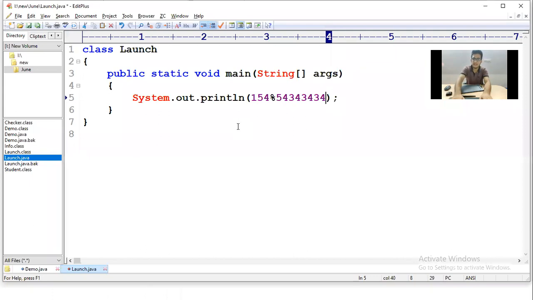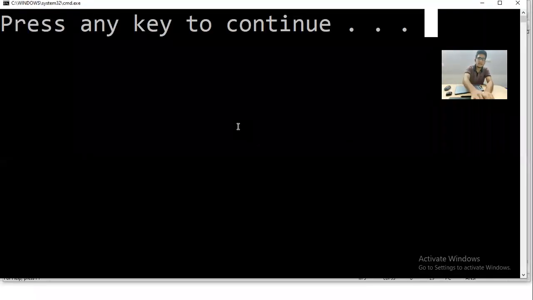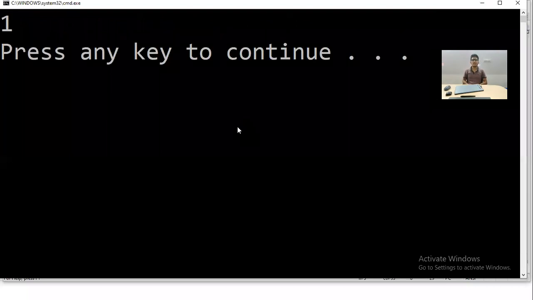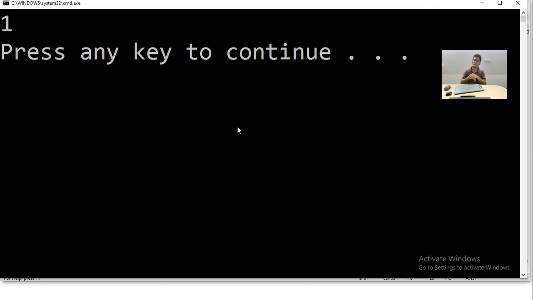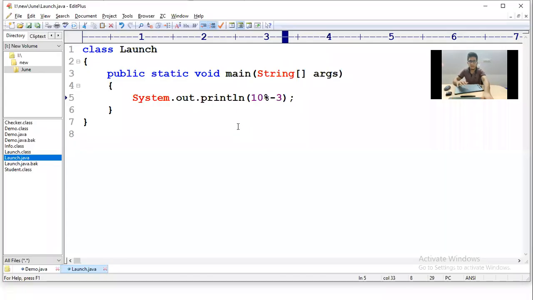So here, 10 mod minus 3. 10 mod 3 is 1, so 10 mod minus 3 should be minus 1. Maybe that's what you're thinking. Let's see. 10 mod 3 is 1, and 10 mod minus 3 is also 1 only. So how are you getting this answer? I'll tell you now.